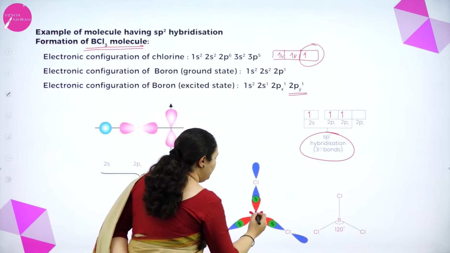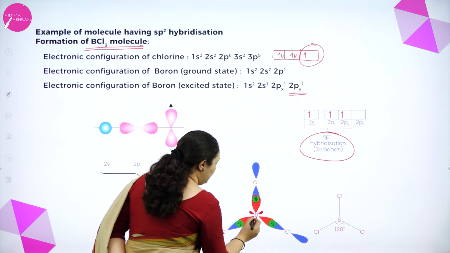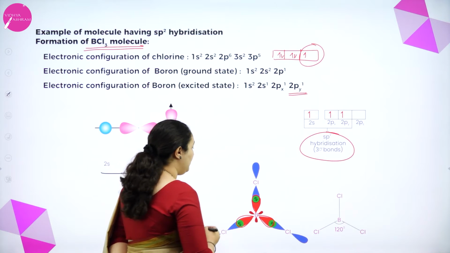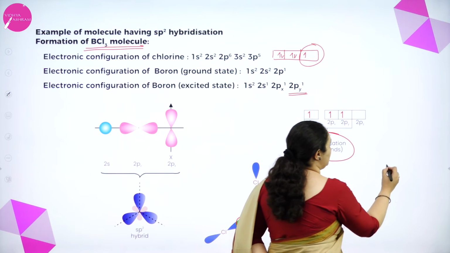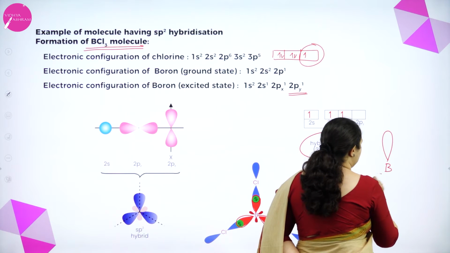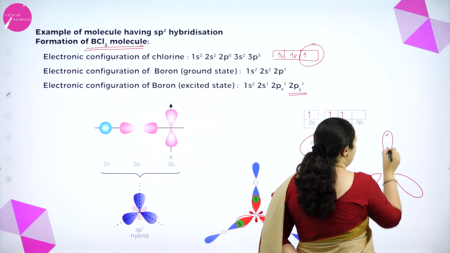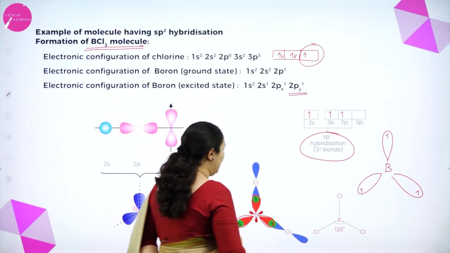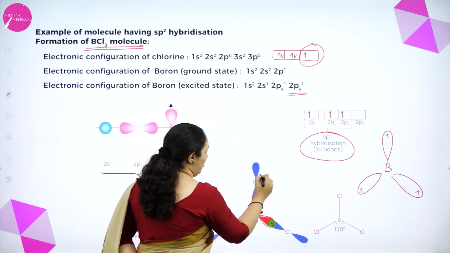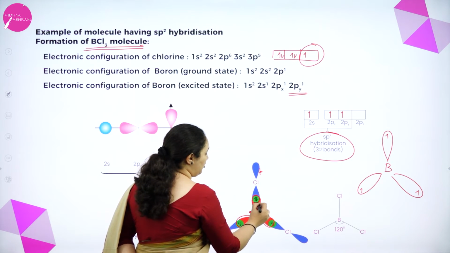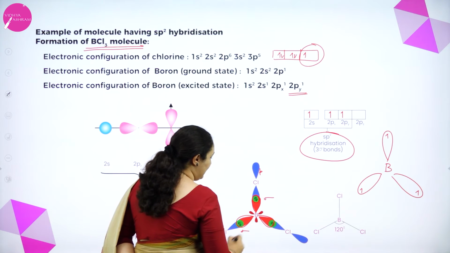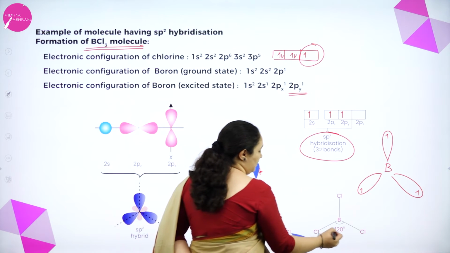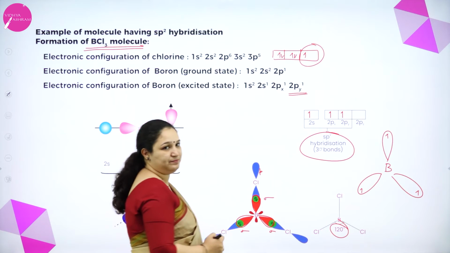And for boron, this is my first hybrid orbital, second hybrid orbital, third hybrid orbital. Okay, so each one contains 1 electron. So for boron, I have first, second, third, 3 hybrid orbitals with 1 electron each. Now they will overlap with the chlorine atoms' p orbital, with 1 more electron, to form the first sigma bond, second sigma bond, and the third sigma bond. And the bond angle is 120 degrees.